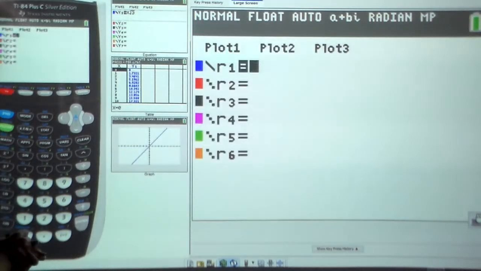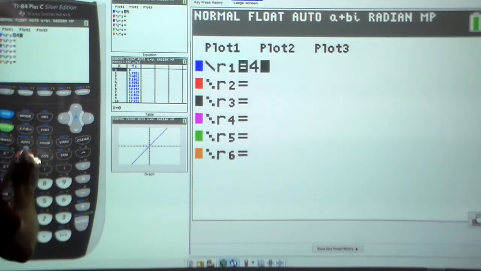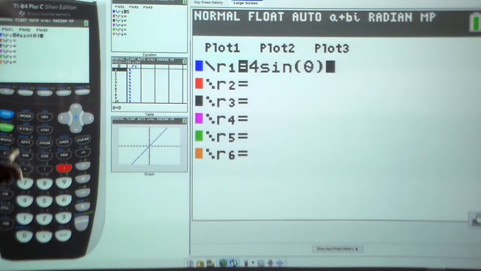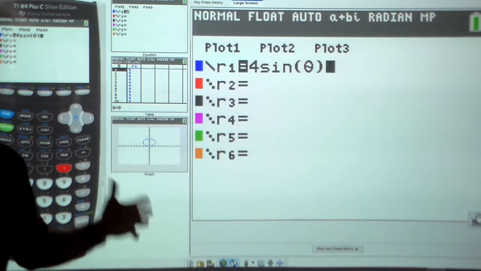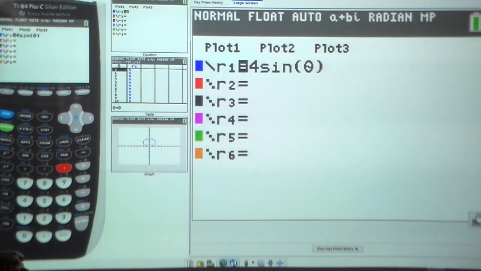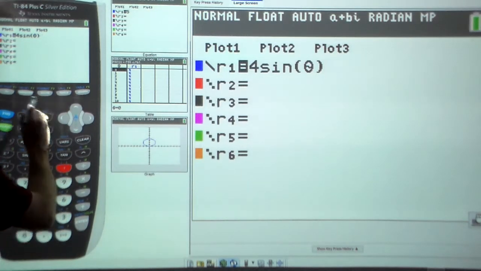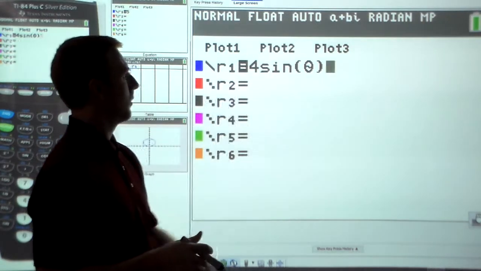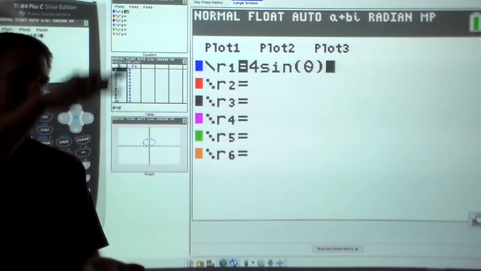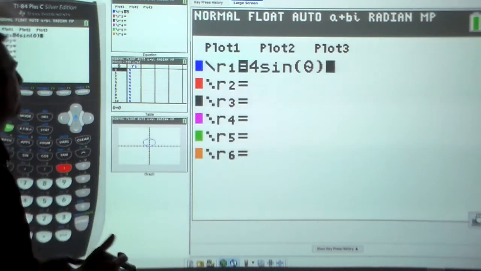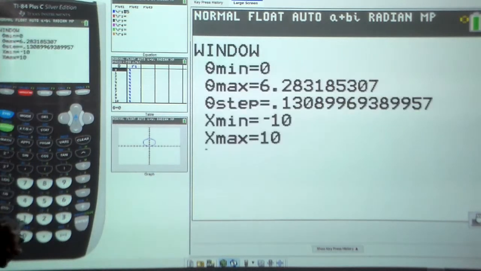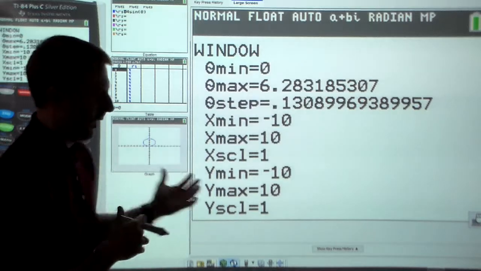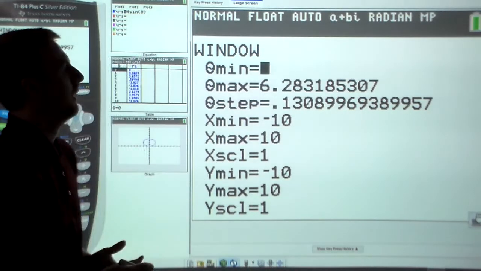So now y equals will be r equals, and that was 4 sine theta. And again, when I hit the variable button now, it's a theta instead of an x. So that should be pretty good. Now, one more thing. This had a radius of 2. The maximum distance was 4, like a diameter of 4. So for the window, this is only because I've graphed it by hand and know about what it's going to look like.